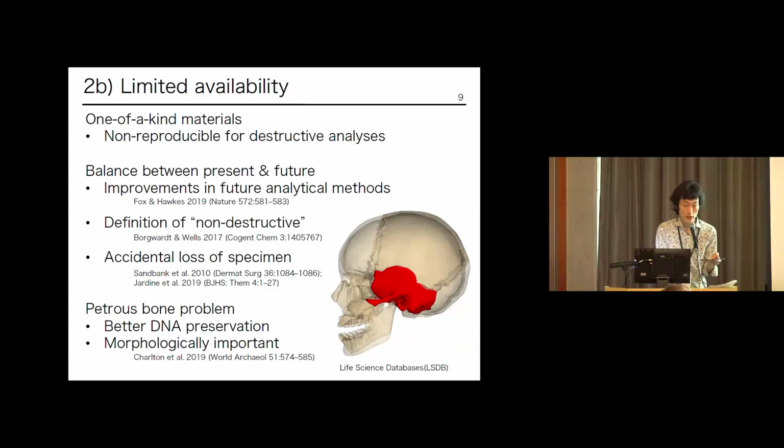One such issue is the petrous bone. The petrous bone is the bone around the inner ear and is known to preserve ancient DNA better than any other skeletal parts. As a result, petrous bones have been increasingly sampled worldwide in recent ancient DNA analysis. However, sampling destroys the morphologically important inner ear structure. That raises concerns about the declined availability of petrous bones for various future research.